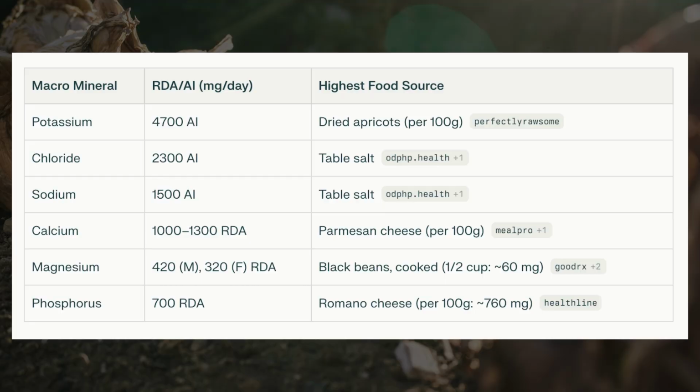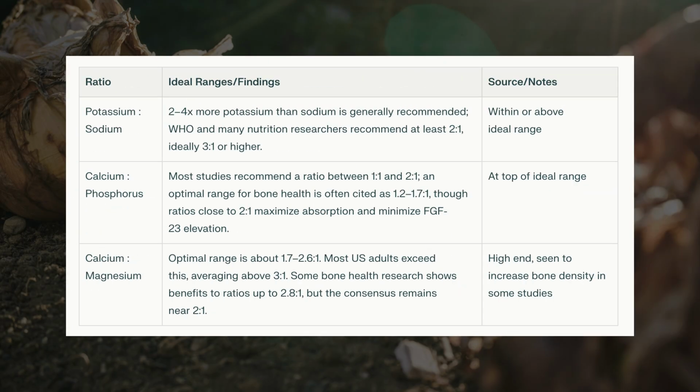And so these on their own are quite important. Also, what's important is the relationship between some of these minerals. For example, the relationship between potassium and sodium, the relationship between calcium and magnesium, the relationship between calcium and phosphorus.